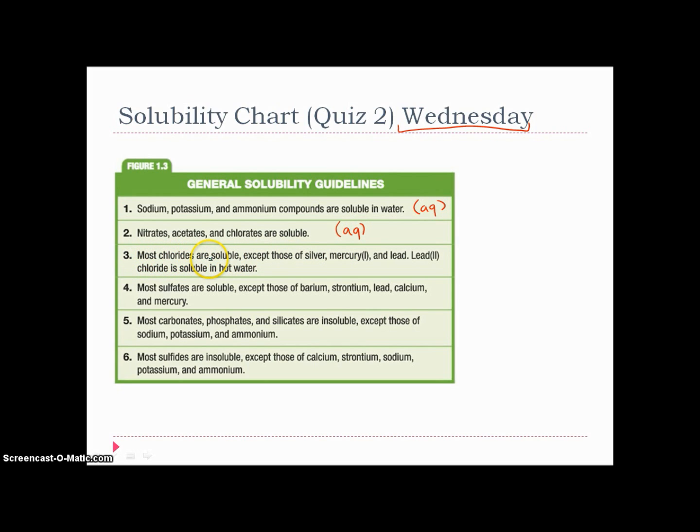Chlorides are soluble, except if they're bonded with silver, mercury, or lead, then they're not going to be soluble. So anything else bonded with chlorine is going to be soluble unless they're bonded with these three. And then lead chloride could be soluble if it's in hot water. Okay. And then most sulfates are soluble except if they're bonded with barium, strontium, lead, calcium, or mercury.